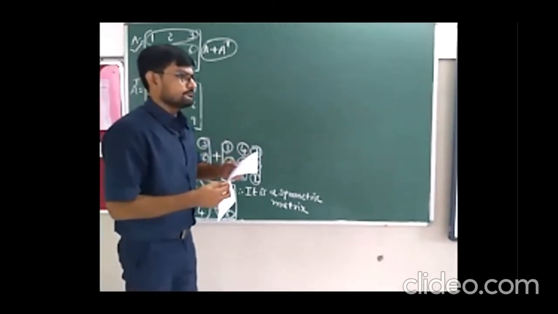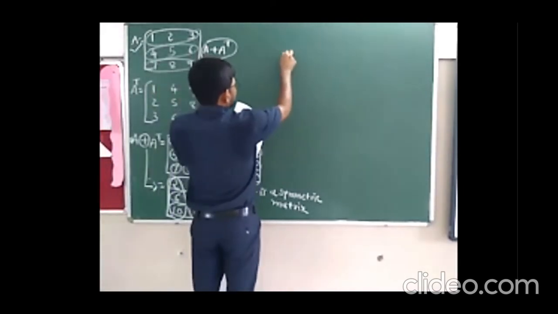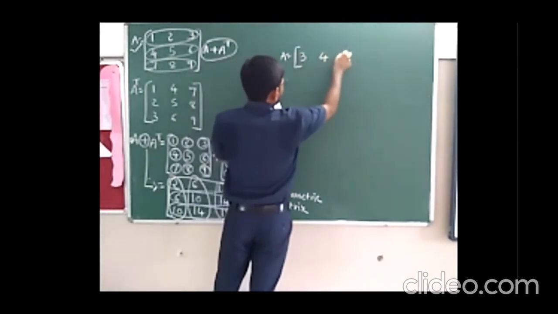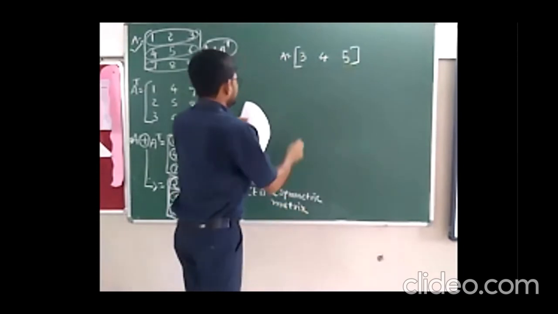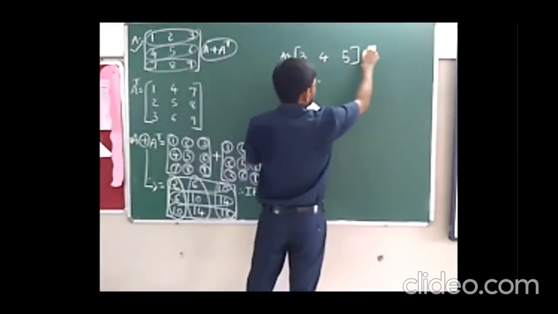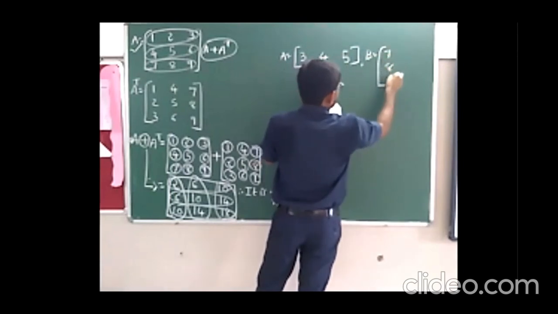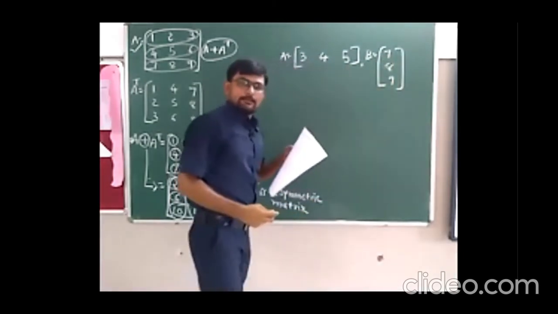So here A is given 3, 4, 5 and B is given 7, 8, 9. So this is what? Row matrix and this is column matrix.